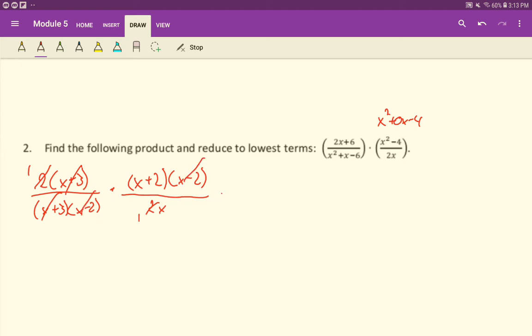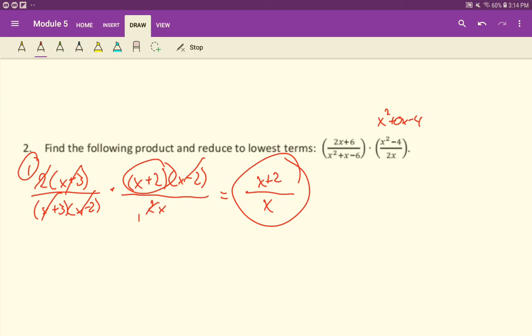So then what's left for us to multiply? Well, we have this 1 and this x plus 2, so we're going to have just an x plus 2 in the numerator. Over what's left in the denominator? This 1 and this x, so just 1x, or just plain old x like that. And there is our answer, right? No need to further simplify, because we already simplified ahead of time.